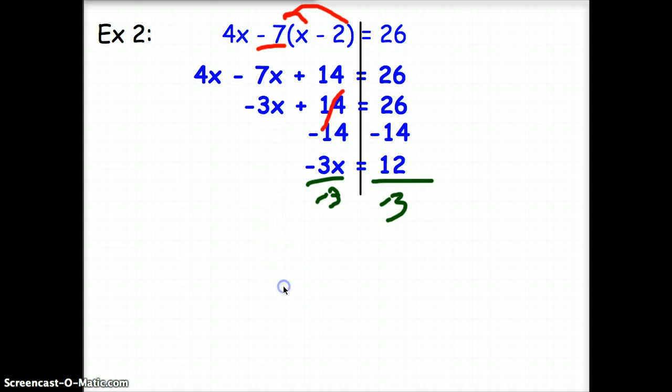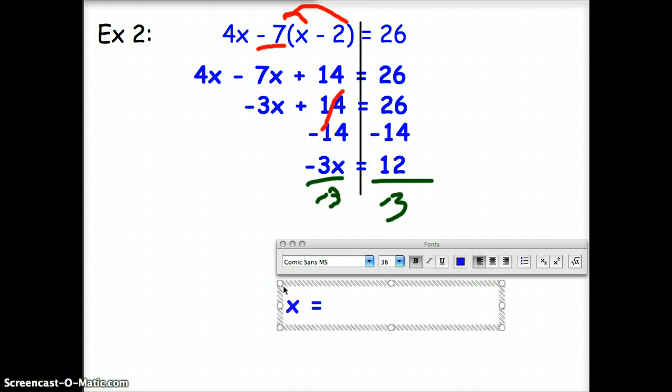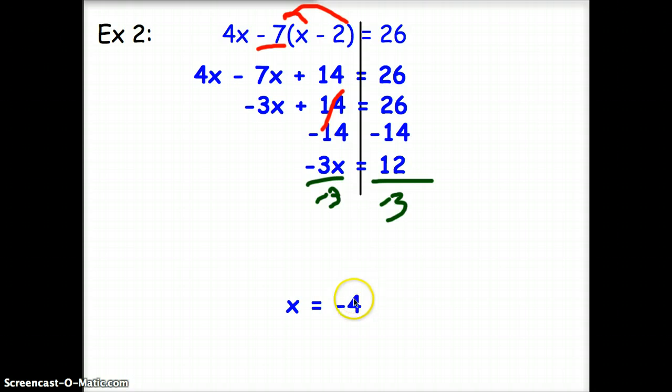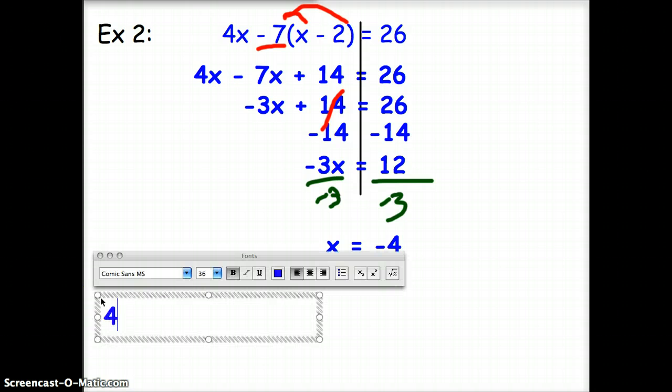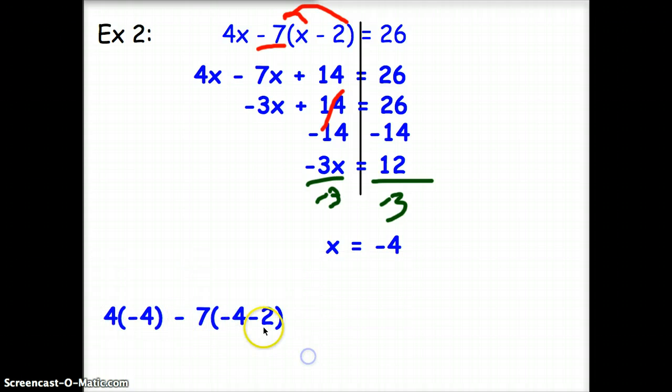And we are left with x equaling negative 4. Again, I highly recommend substituting this back into your original problem. Doing so, that's 4 times negative 4 minus 7 times negative 4 minus 2, and we want to see if that does in fact equal 26.